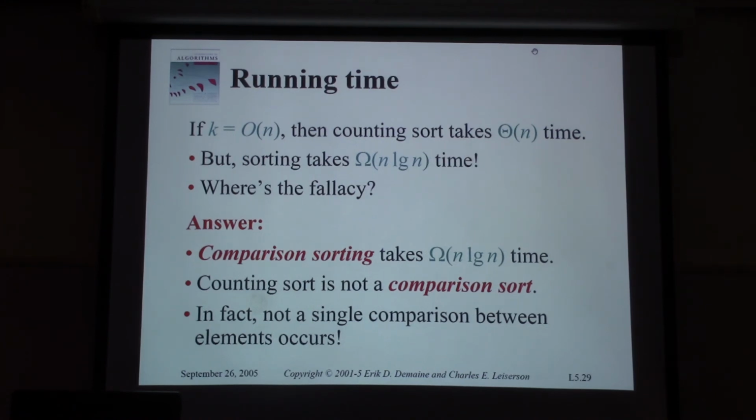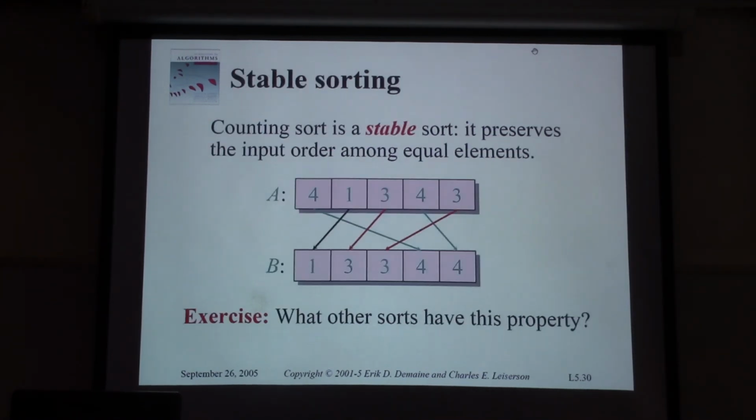Basically, comparison sorting does take n log n. Counting sort is not a comparison sort. It's a different kind of sort. It's a sneaky sort, right? In fact, not a single comparison between the elements.